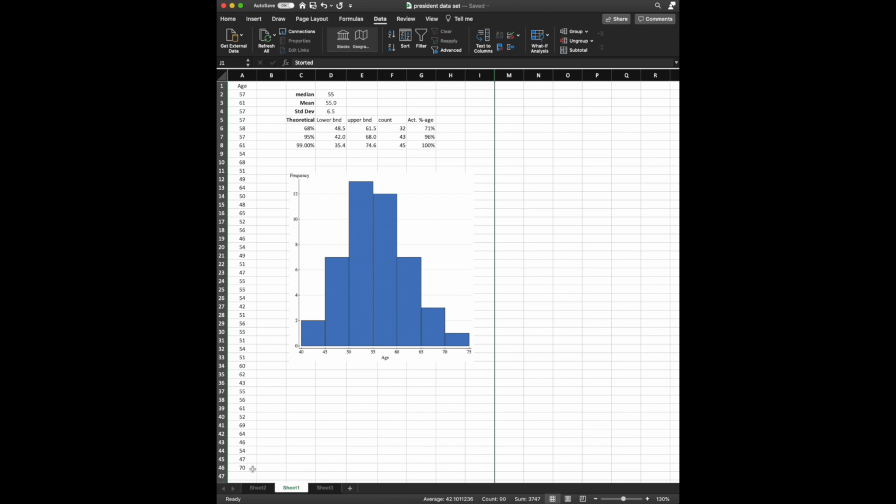If you compute the summary statistics, I came up with a median of 55, a mean of 55, and a standard deviation of 6.5. And this is a histogram that I constructed, and we can see that we have an approximately bell-shaped distribution.